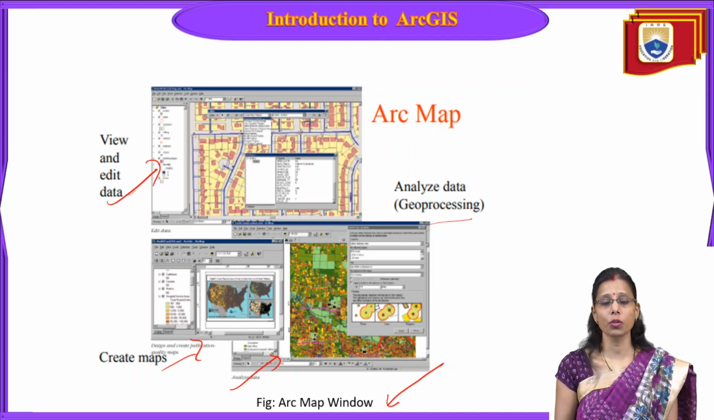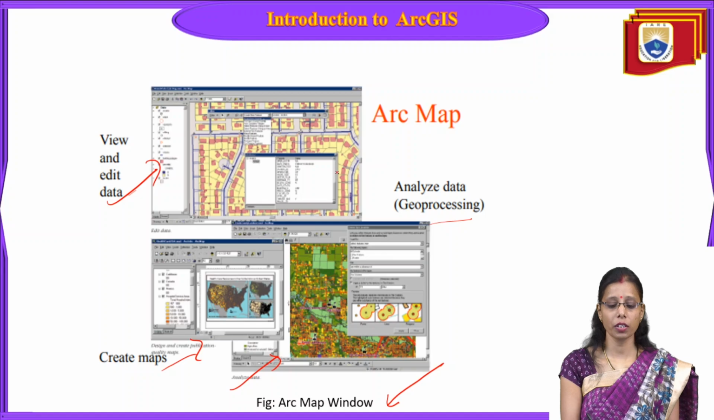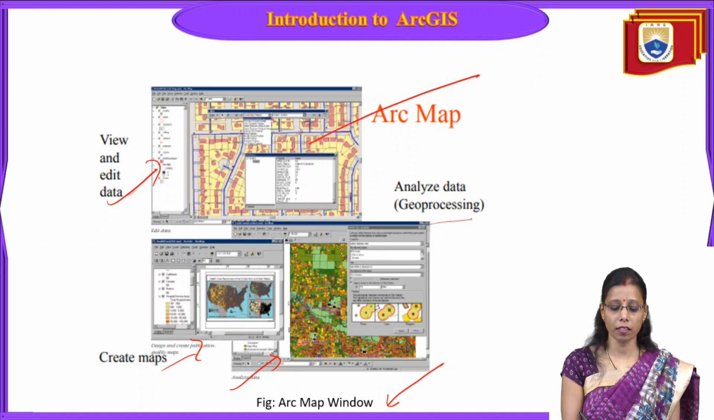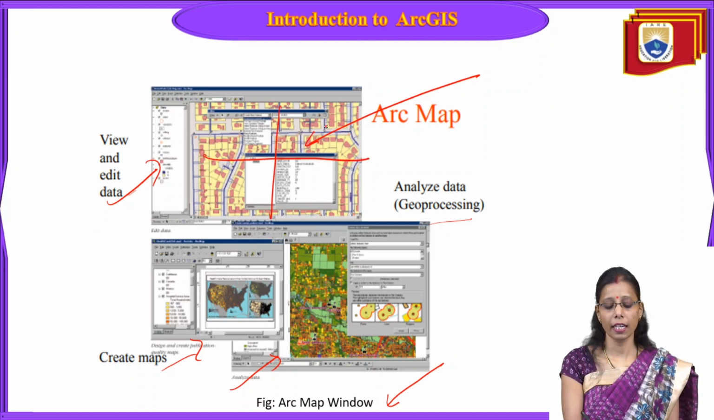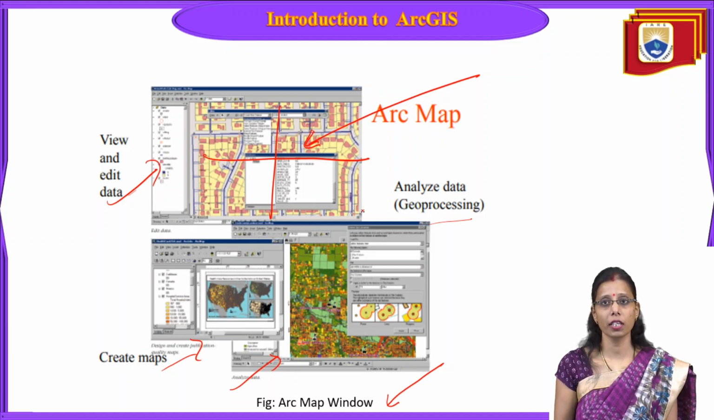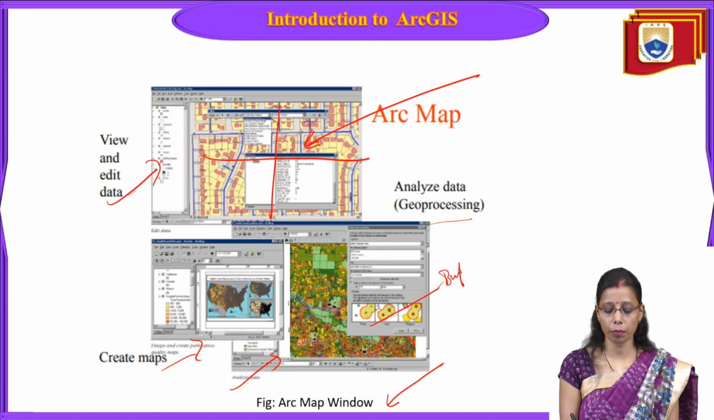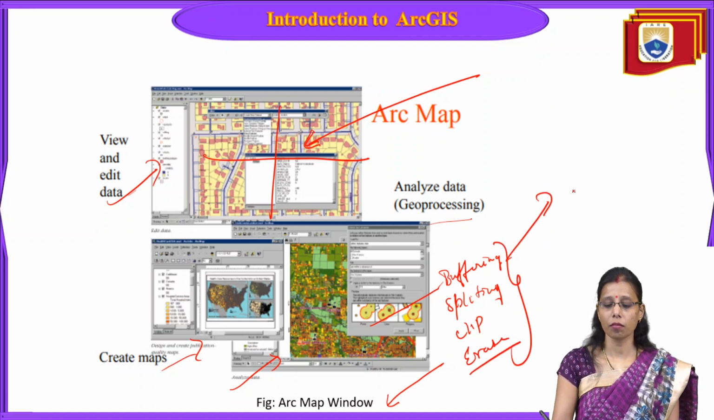And Arc Toolbox is used for the operation of all these data, spatial or non-spatial. If you have this map here and want to split this map into 4 parts, you can split it only with the help of the geoprocessing tools in the Arc Toolbox. You can use buffering, splitting, clip, erase. These are all different tools available in the Arc Toolbox.